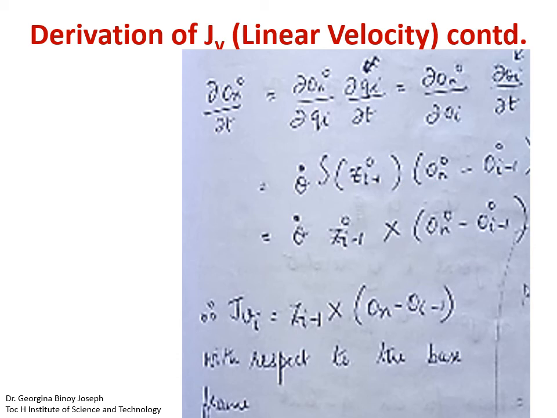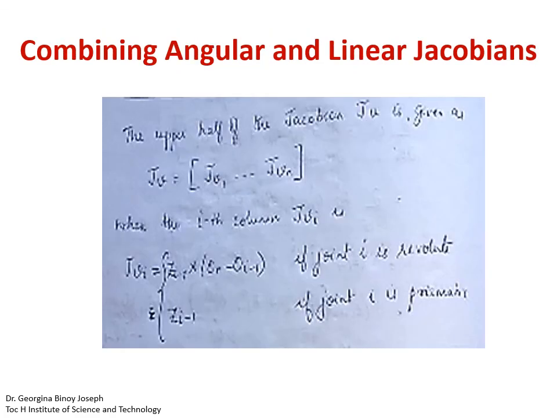So now for a revolute joint, we have got JVi is equal to Zi minus 1 cross On minus Oi minus 1. But this is also, like I said, with reference to the base frame. So I've got a 0 here and a 0 here and a 0 here. We are not writing it. We are just assuming when we don't write it, it is with reference to the base frame. So now we have got all the terms.